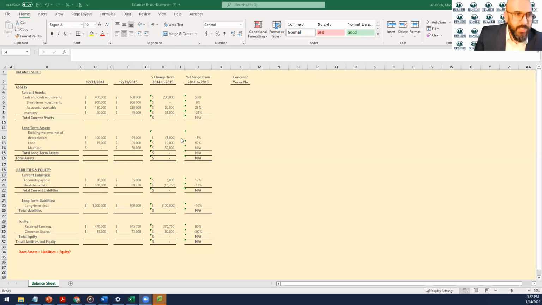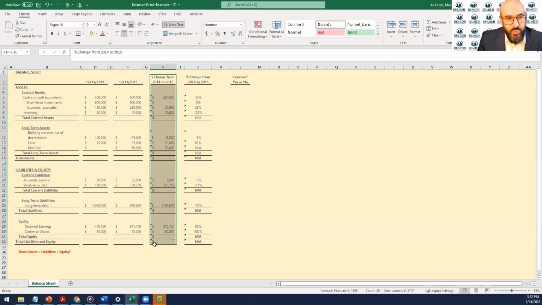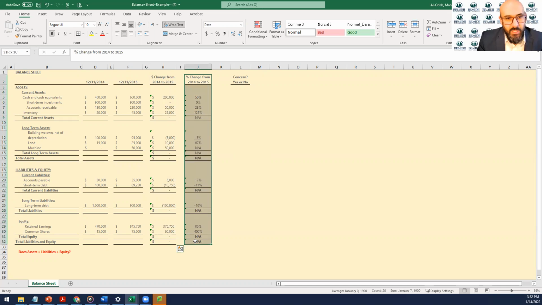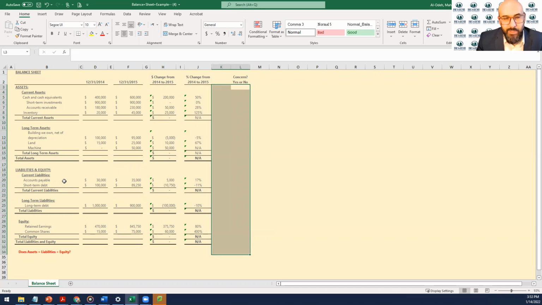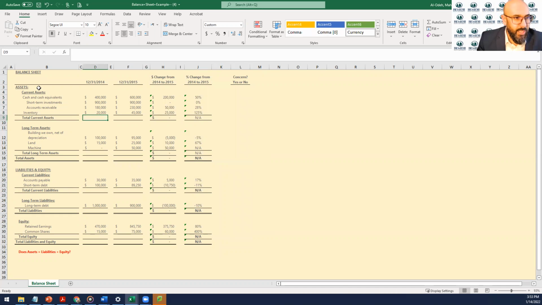So you should see this balance sheet for 2014, 2015, and showing the changes from 2014 to 2015, and the percentage of the changes and whether we are concerned or not about the performance of the company. What we need to do is start with the assets. There are two types of assets, as I mentioned in the previous video: the current assets and the long-term assets. And we have some categories listed here under the current assets.